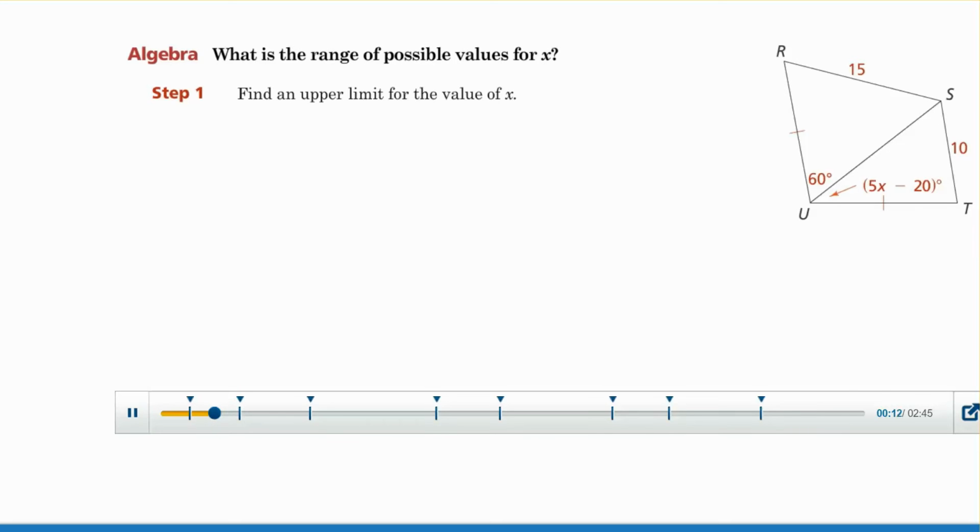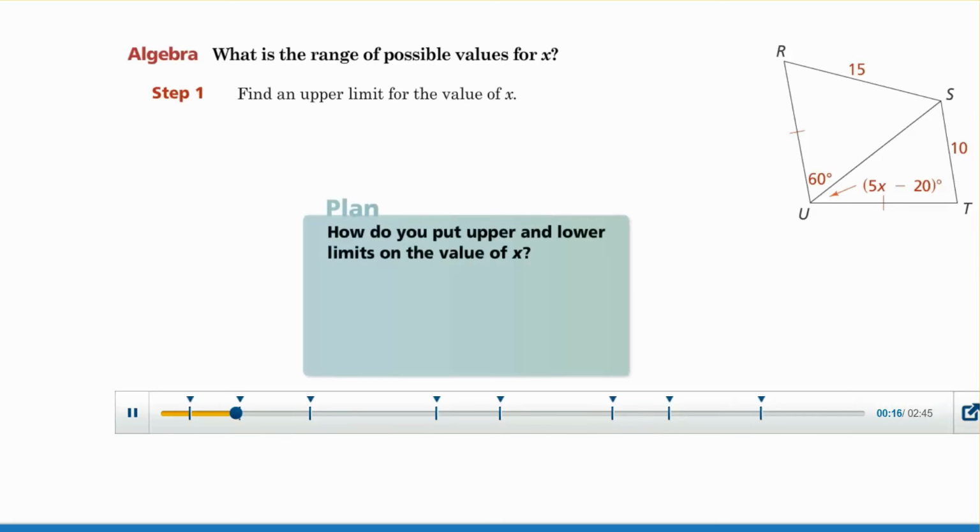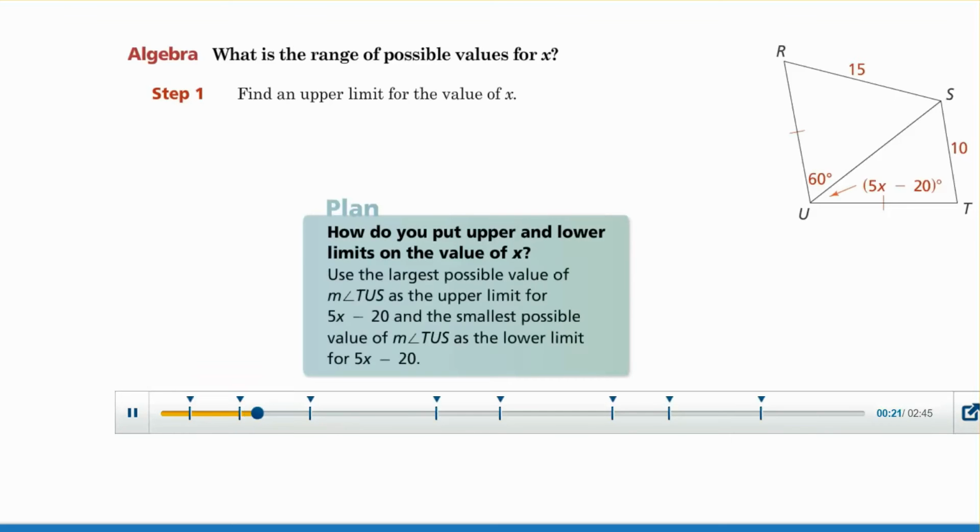Step 1. Find an upper limit for the value of x. How do you put upper and lower limits on the value of x? Use the largest possible value of the measure of angle TUS as the upper limit for 5 times x minus 20. Use the smallest possible value of the measure of angle TUS as the lower limit for 5 times x minus 20.